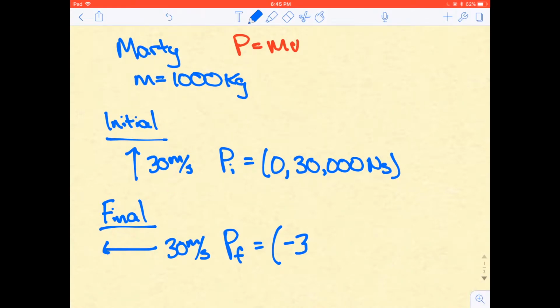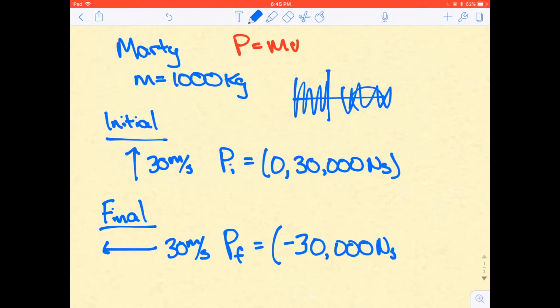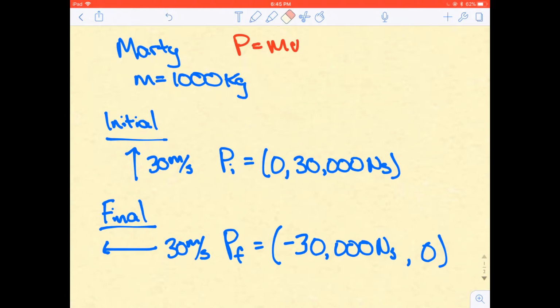And also keep in mind that direction matters. So when you are writing a coordinate, since it's going to the left, just like a grid, the left is negative, whereas the right is positive. So this would be negative 30,000 Newton seconds. And then for the y, it's simply 0 because it has no vertical aspect at all.